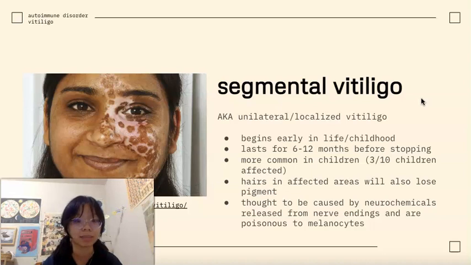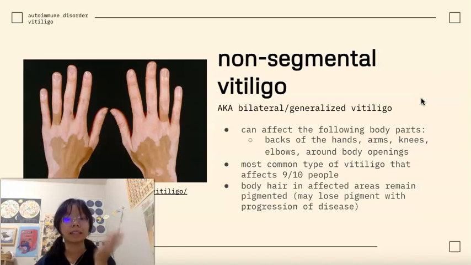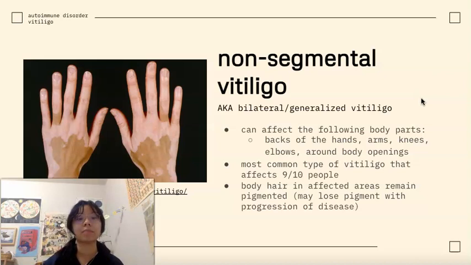Non-segmental vitiligo is also called bilateral or generalized vitiligo and can affect the backs of your hands, such as in the picture shown, your arms, your knees, your elbows, or around body openings, such as your mouth, your nose, eyes. This is the most common type of vitiligo, affecting 9 out of 10 people with vitiligo. And interestingly enough, contrary to segmental vitiligo, body hair in the affected areas of skin will remain pigmented.